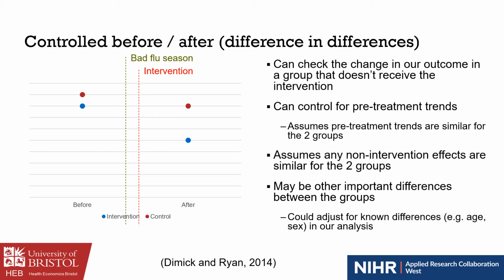This is on the assumption that background trends are similar for the two groups, and any impact of other events, such as a bad flu season, are also similar for the two groups. This is sometimes called the difference in differences design. This is because we look at the difference between the before and after measurements in the intervention group and compare this to the difference between the before and after measurements in the control group. This is quite a popular design because it's still fairly simple and to some extent controls for background trends and other events at the same time as our intervention.